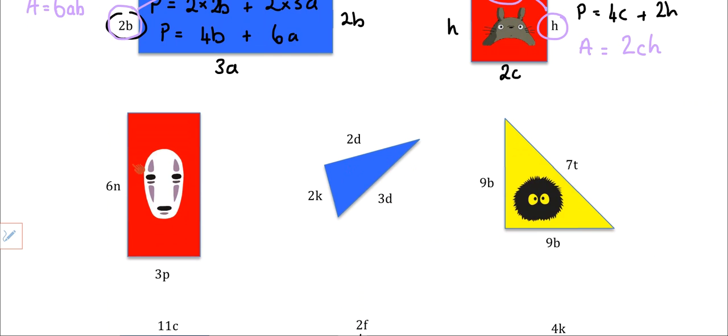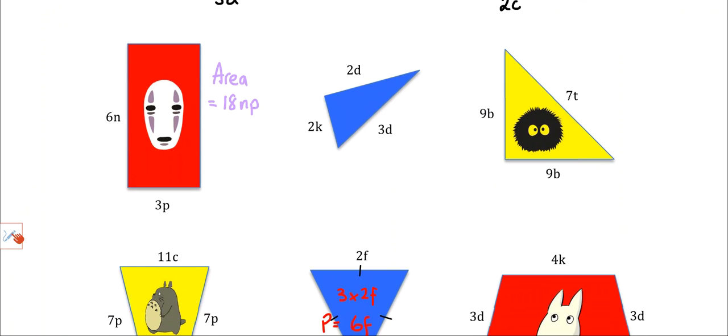What's the next one then, Abby? What's the area of this one? 18np, yeah. Now, I can't do that because that's just that times that. Why can't I do it for this one?